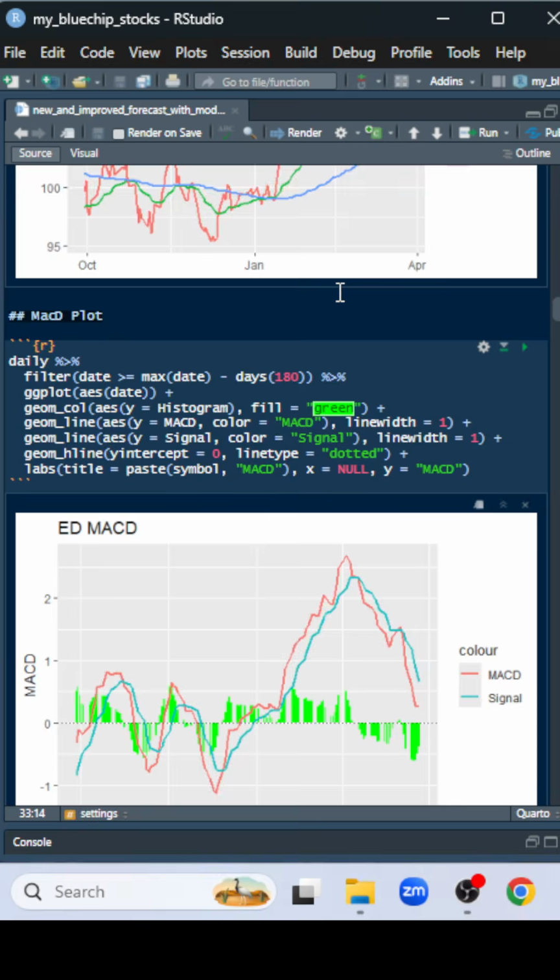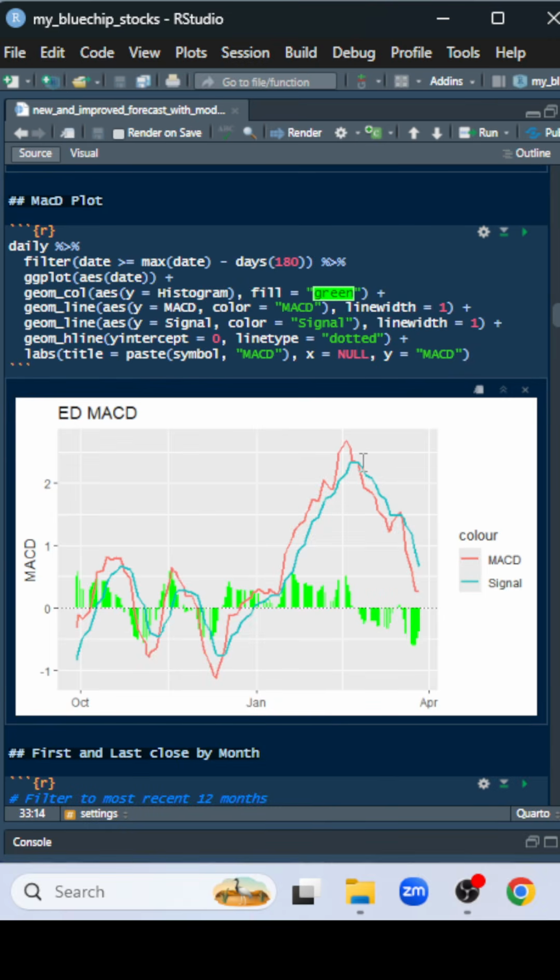What about the MACD? Now the MACD is always interesting. You can see since probably late February, early March, the actual MACD line dipped below the signal line, and we've actually got some pretty strong negative short-term histogram bars here, don't we?